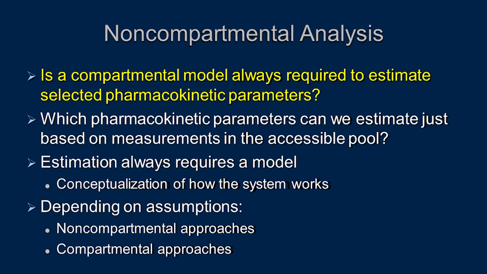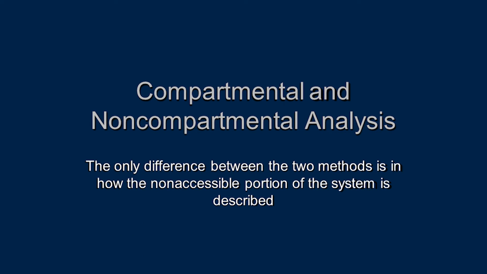Non-compartmental approaches have assumptions that limit their applicability in some way, but we'll show in the next few minutes how they relate to the compartmental models that we have described. The main message here is that between compartmental and non-compartmental analysis, the only difference between the two methods is how they choose to describe the non-accessible portion of the system. And you may remember, when we built a compartmental model, we have to make assumptions on the portion of the system that we don't see. We have to describe the compartmental arrangement, how many compartments are there, how are they connected, how do they clear to the environment, and so on.